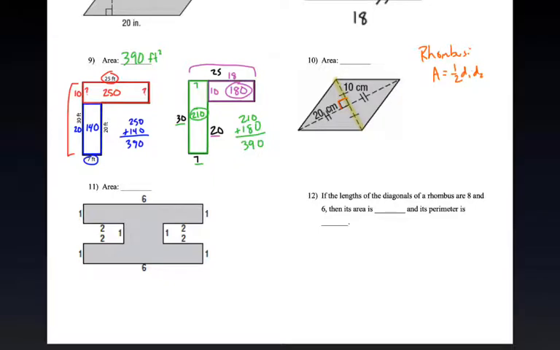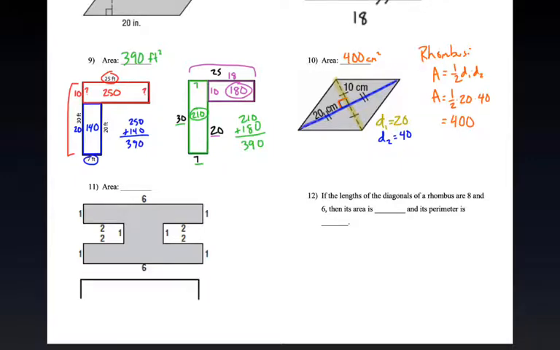It looks like it's giving me diagonal information. So the area of this rhombus is 1/2 times the diagonal times the diagonal. This diagonal is 10 plus 10, 20. This diagonal is 12 plus 12, 40. 1/2 times 20 times 40 gets us 400 centimeters squared.